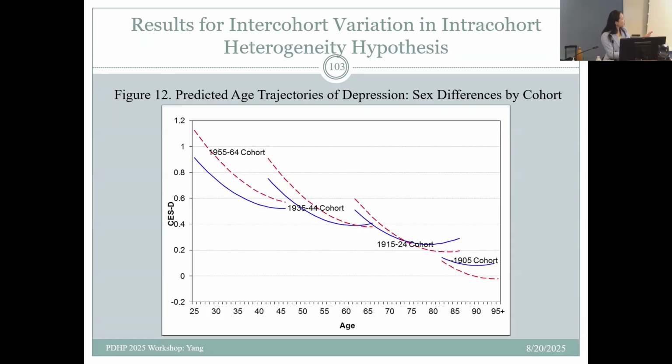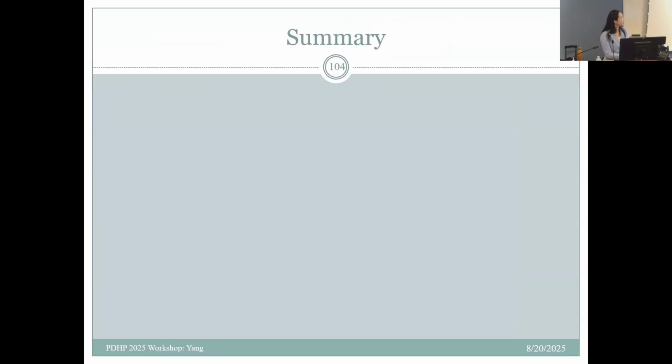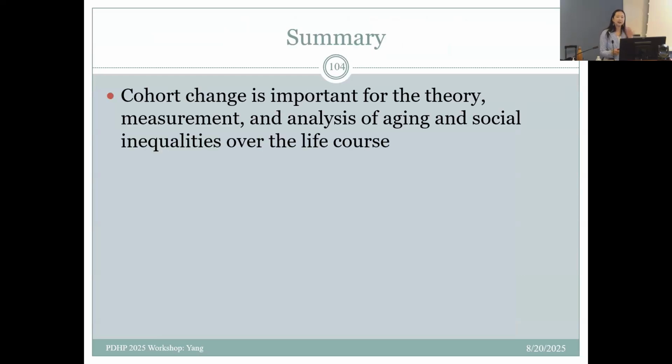So here is what you can do with these models and fit to this data. This is just an example. I believe there are many other kinds of group differences you would like to examine, such as by SES or any other kinds of characteristic. But just to summarize, I think it's sufficient to say here that cohort change is important for theory, measurement, as well as analysis of aging and social inequalities over the life course. It's not a good idea to omit it. It's a good idea to test it.